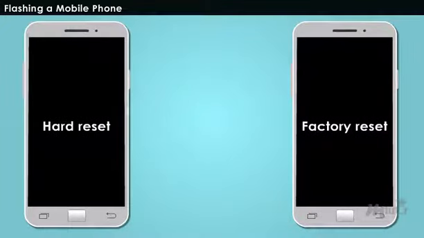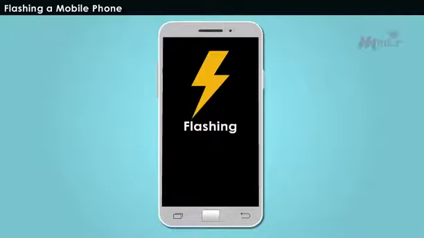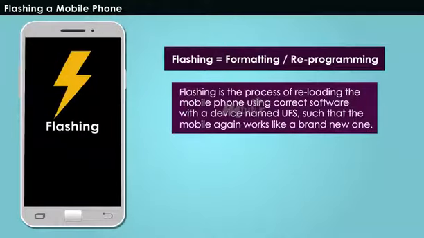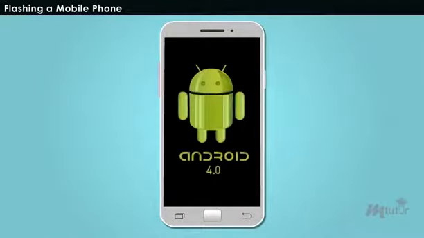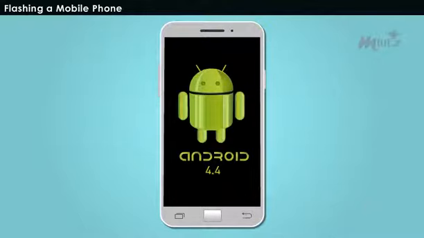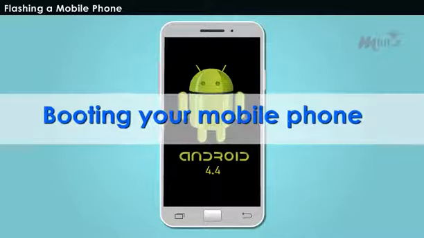Even after factory reset, if your mobile phone doesn't work, then it is time to flash your mobile phone. Flashing is also termed as formatting or reprogramming. Flashing is the process of reloading the mobile phone using correct software with a device named UFS, such that the mobile again works like a brand new one. Update your mobile software to the latest version by completely removing the existing OS. It is almost like booting your mobile phone with a fresh operating system.